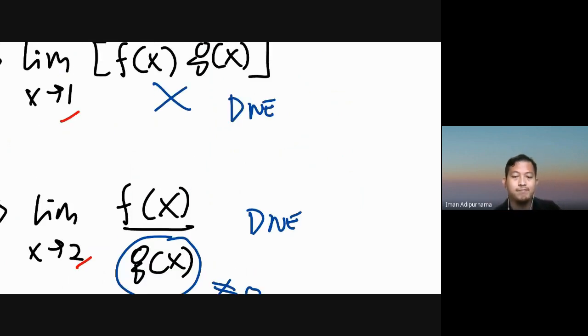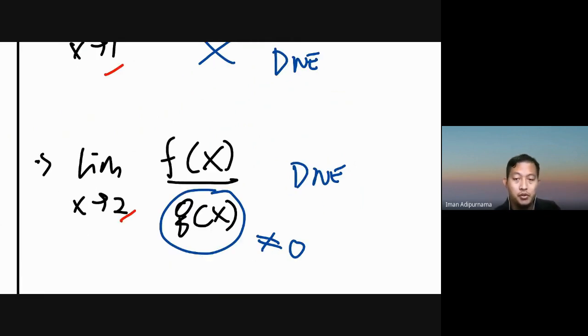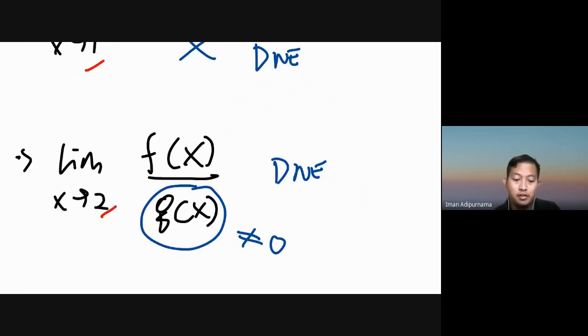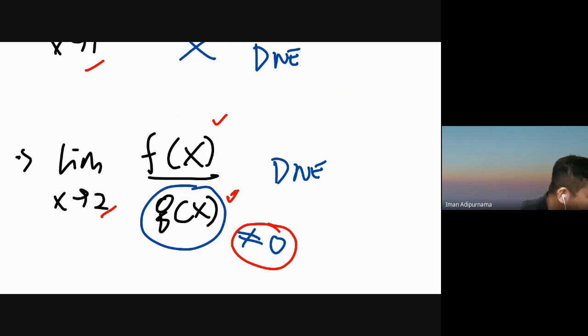So before you go through all the limit laws, or you want to separate the limit for the multiplication or the division, you need to make sure first that the limit exists, and secondly, for the division, you need to make sure that the denominator is not equal to 0. So that's the limit law, and I think I can move on.